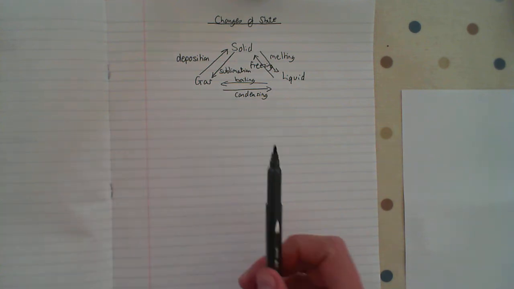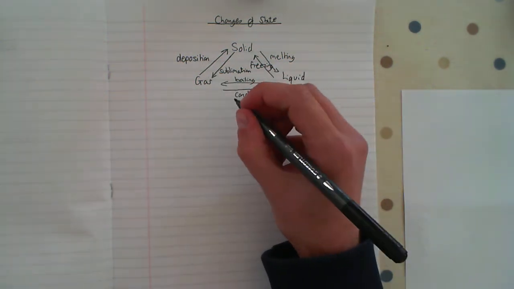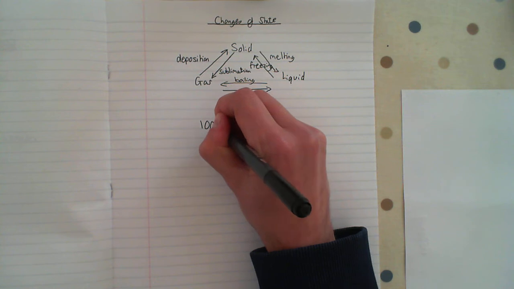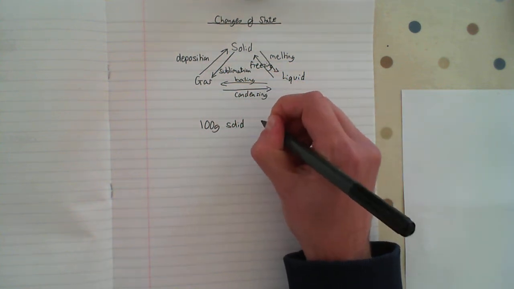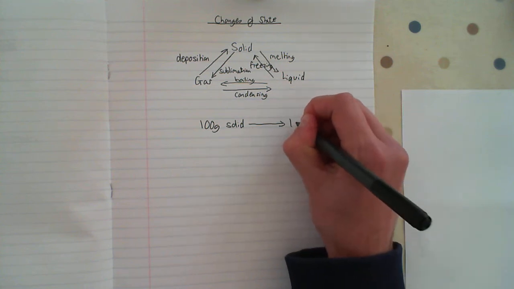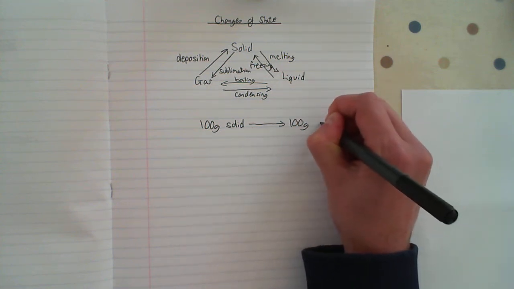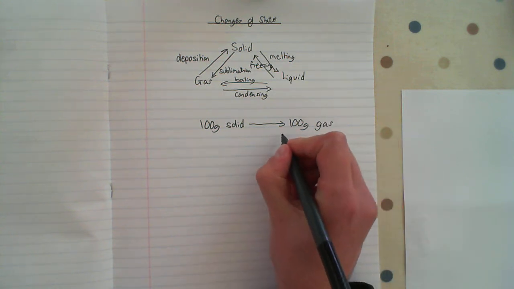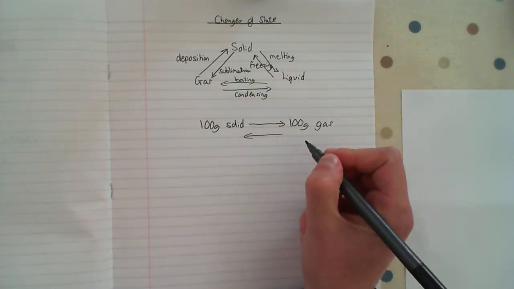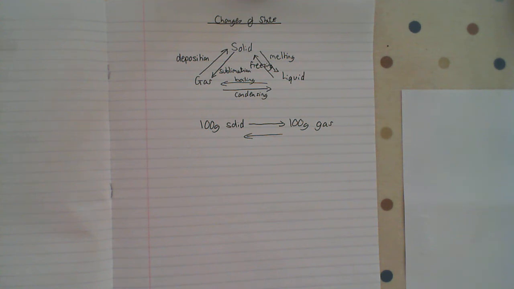And these state changes are all physical, so they can be reversed. So for example, if you have 100 grams of solid, and if it sublimes, we will get 100 grams of gas. And likewise, if we start off with 100 grams of gas, it will deposit into 100 grams of solid. The mass stays constant and it is reversible, so you can go back and forth between the two.